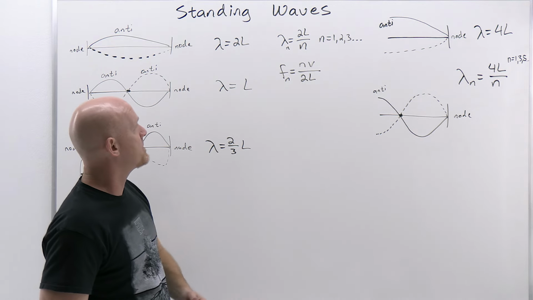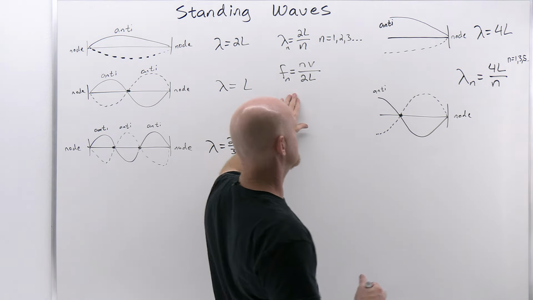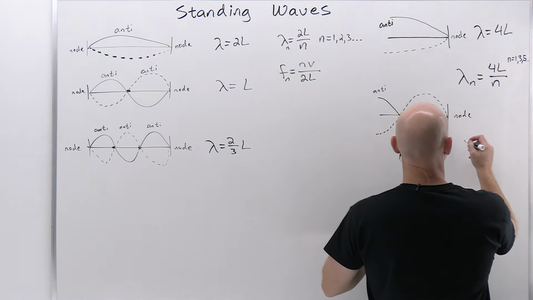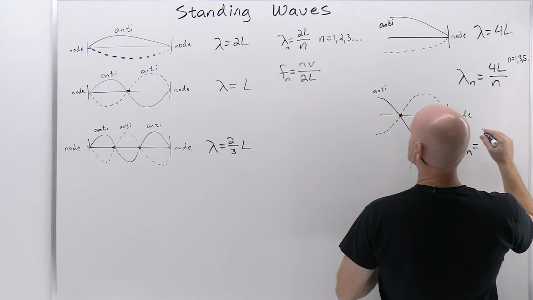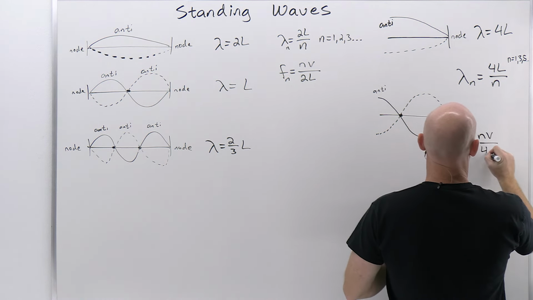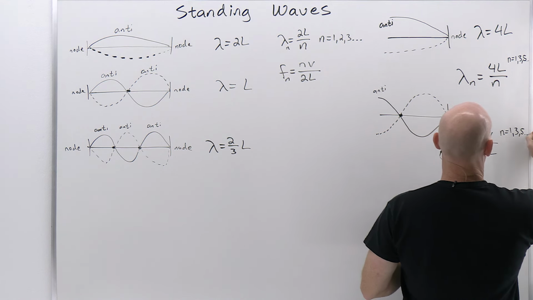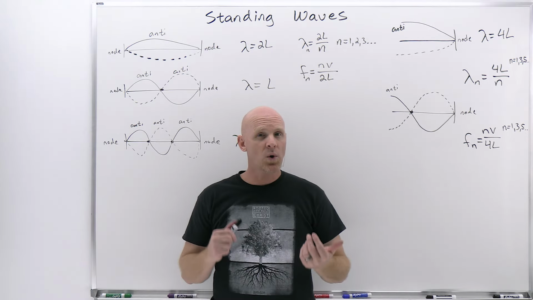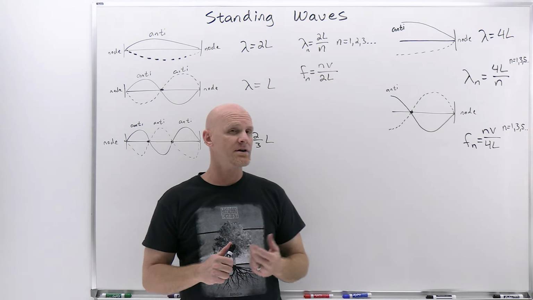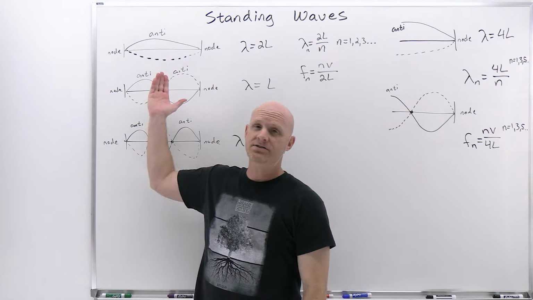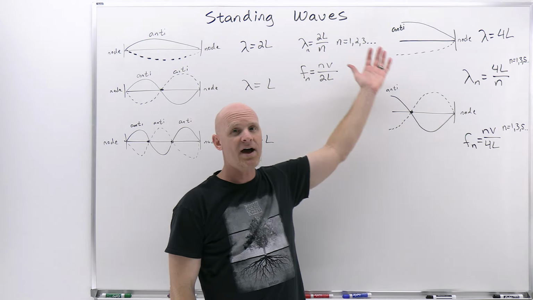All right, so if we come up with the equation for the frequency, it'd be the same kind of thing, and we'd end up with frequency is equal to nv over 4L, where once again, n has to be one of the odd numbers. So we've derived our equations for frequency and wavelength here for standing waves either on a string that's fixed at both ends or a string that is fixed at one end.